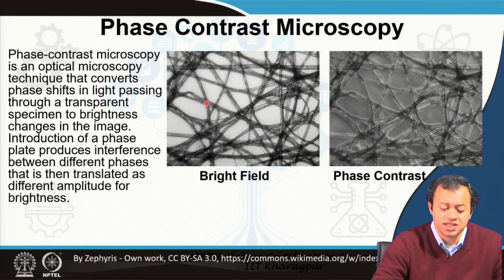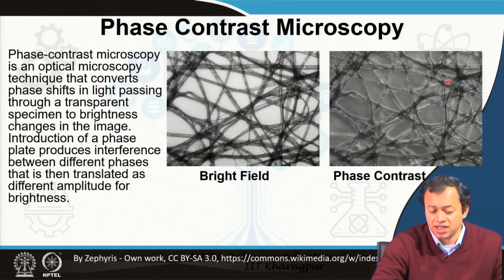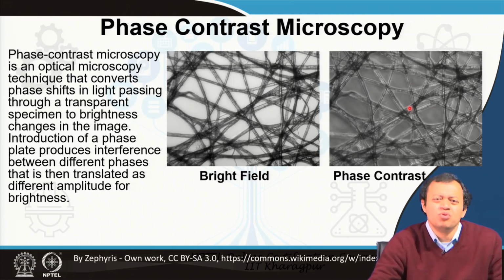So, the light coming from this has a particular phase, you know what phase is, I have discussed it in the first class, and the light coming from this has a different phase, and they interfere, and the difference between the two phases is translated into different amplitude of brightness, thereby you see some of the finer structures. So, these are the two most common, dark field microscopy and phase contrast microscopy.